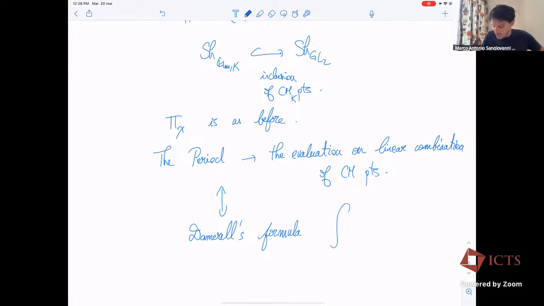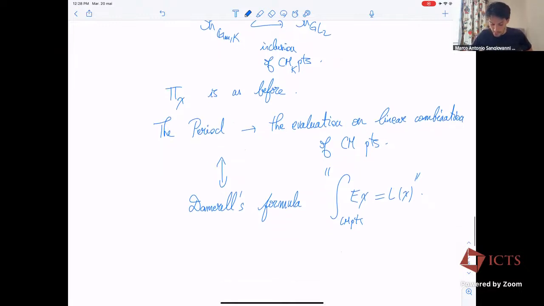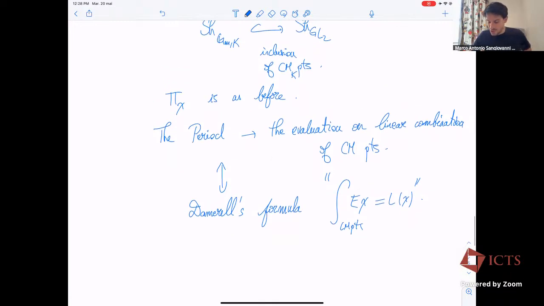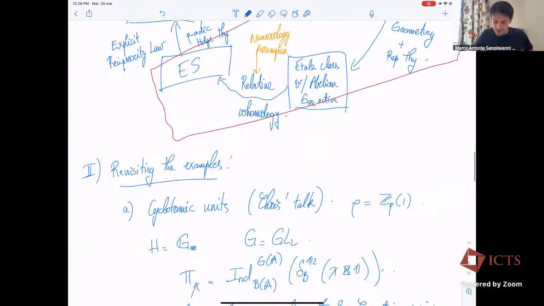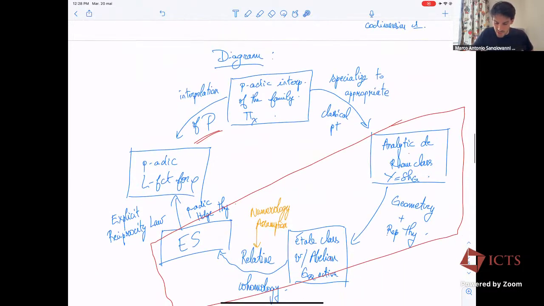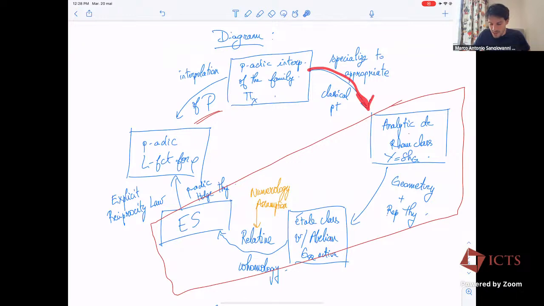The fact that when you integrate an Eisenstein series on CM points, and I will be very sloppy here, you get the L function for the character chi. I will refer you to the very precise statements, even over a totally real field, that Thiluin gave yesterday. And then the p-adic interpolation, again, if I go back to this diagram, the p-adic interpolation of Damerell's formula was done by Katz. Okay, so this was done by Katz, and now you specialize again to weight 2.